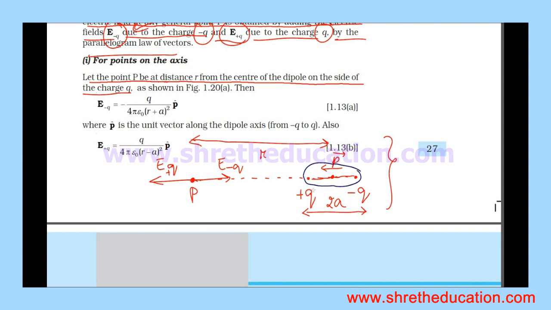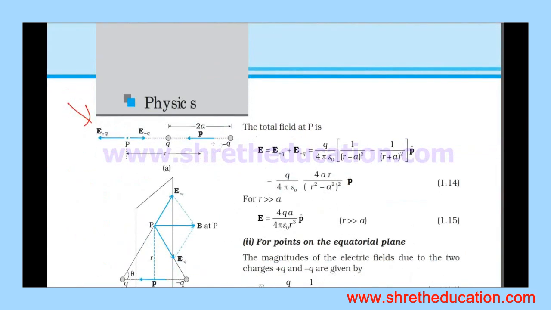The dipole has plus q and minus q, with the direction of the dipole considered as shown, and the distance between the charges is twice a. Let a point P be at a distance r from the center of the dipole, as in the figure, on the side of plus q.